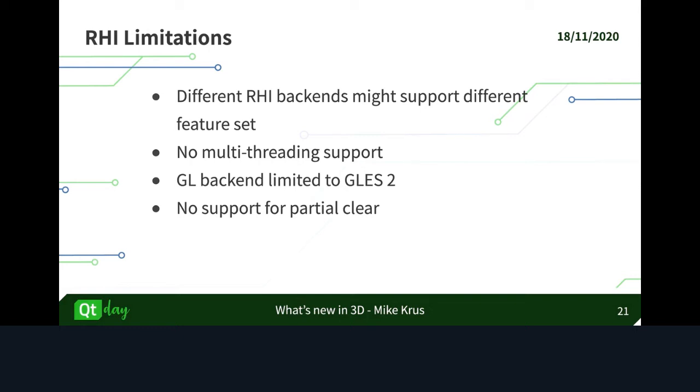It's essentially targeting ES2, and it has some other design decisions, like for example, you can't do a partial clear of the screen. It can only clear the entire screen and only at the beginning of the frame. Which has some impact on some of the things you can do in Qt3D's frame graph API to control the order in which things are rendered and doing more advanced effects. So you have to work around some of the limitations of RHI.